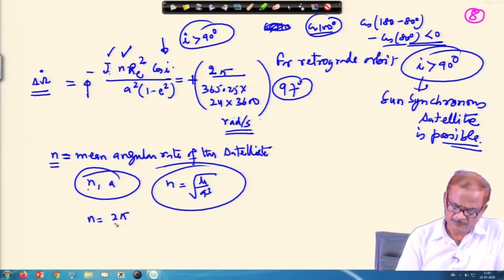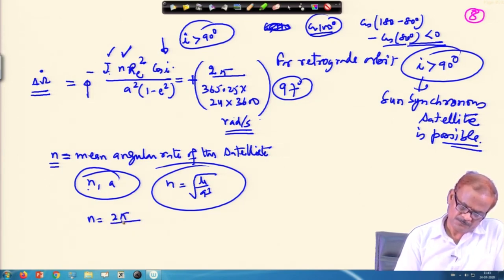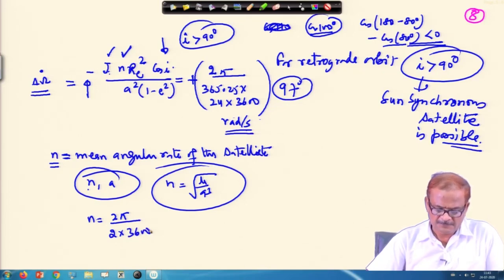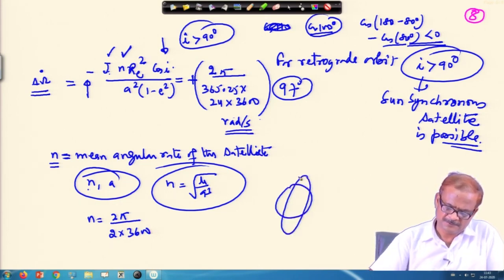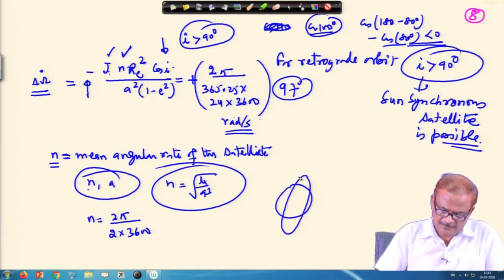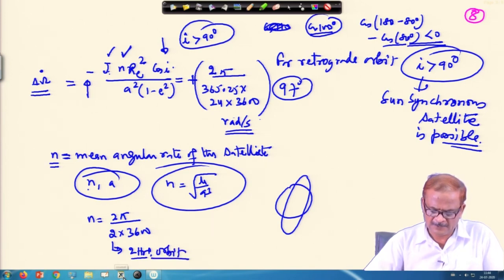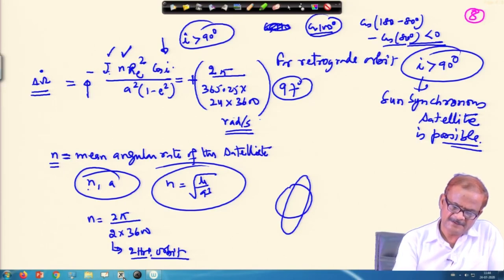so this is 2 hour. So this will be 2 pi divided by 2 hour, means 2 times 3600. So this is the mean angular rate for the satellite. Satellite, how much angle, it's 2 pi, it's going around the earth in how much time. So this is a 2 hour orbit. If you have a larger orbit, the period will increase. But this is then available to us by our design, okay.